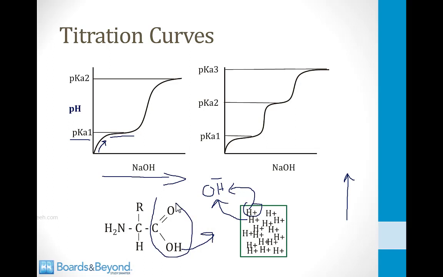That's why it's acting as a buffer and the pH isn't changing until you give enough sodium hydroxide to pull every hydrogen off of every carboxylic acid group. Then the pH will begin to rise again, and then it flattens out again when you reach the second pKa of the amino group. In molecules that have 3 pKa's, you would see a curve that looks something like this, and each flat portion represents the pKa of one of the portions of the amino acid molecule.